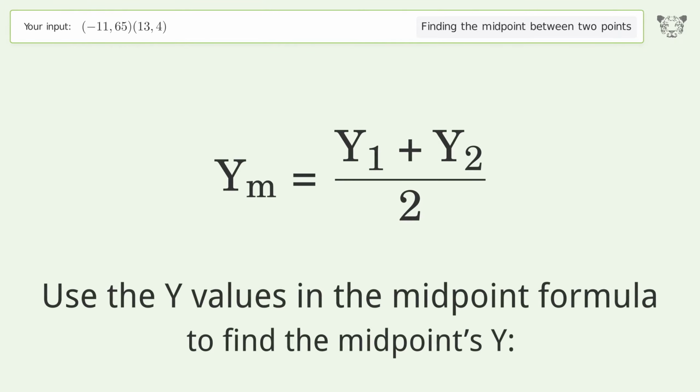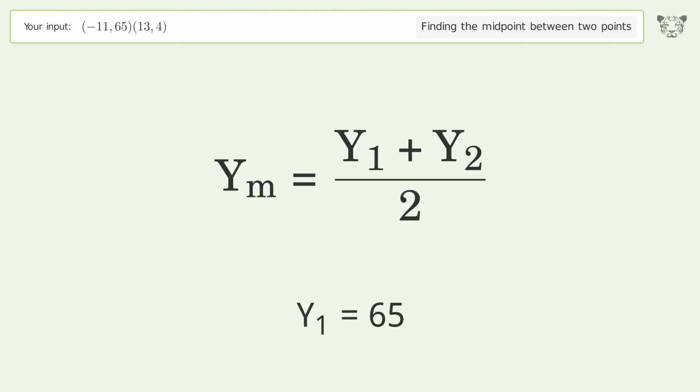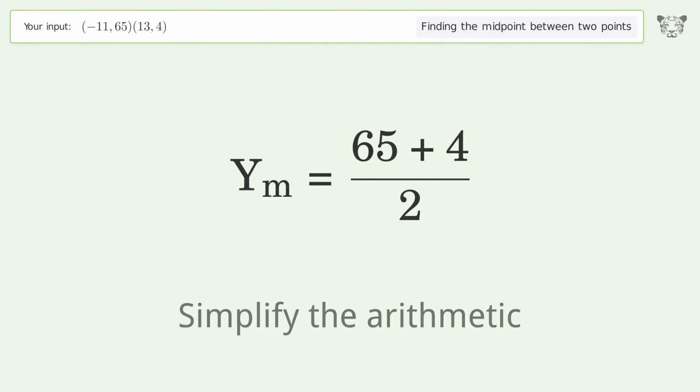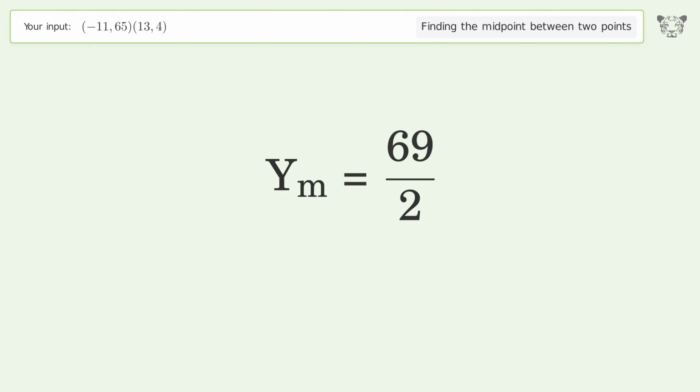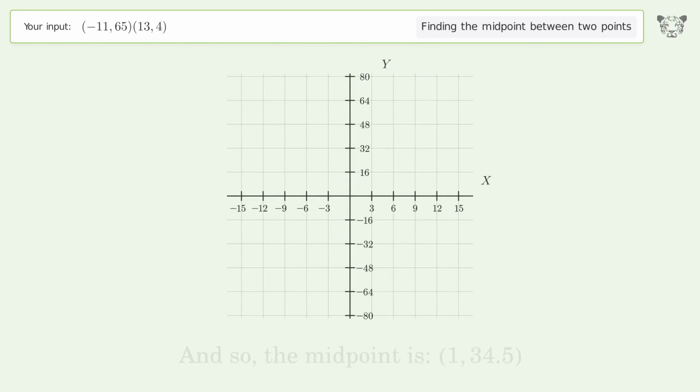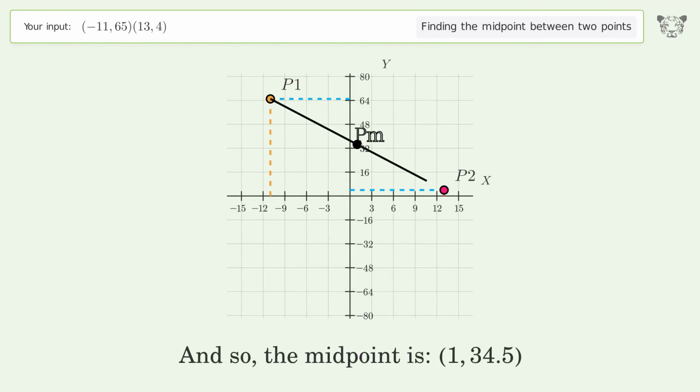Use the y values in the midpoint formula to find the midpoint's y. y1 equals 65. y2 equals 4. Simplify the arithmetic. And so, the midpoint is 134.5.